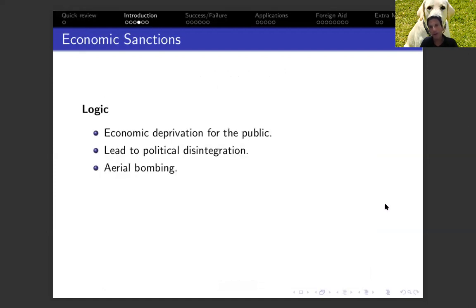The logic behind economic sanctions is that they are intended to create an economic deprivation that tests how much cost the public is willing to withstand. So there are severe economic costs on the public, and the sanctions are intended to push that even further until at some point a threshold is reached. There's a limit to how much the public is willing to accept those kinds of costs, and then it's going to put pressure, which is going to lead to political disintegration.